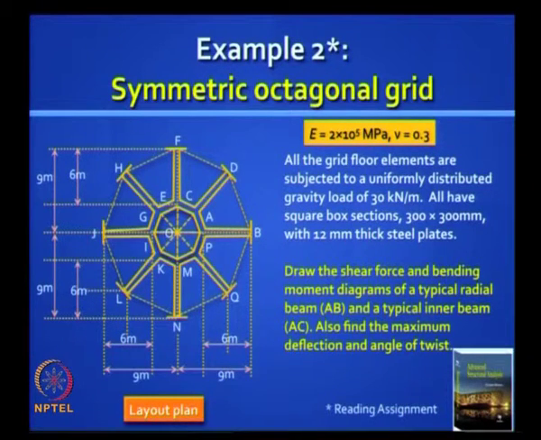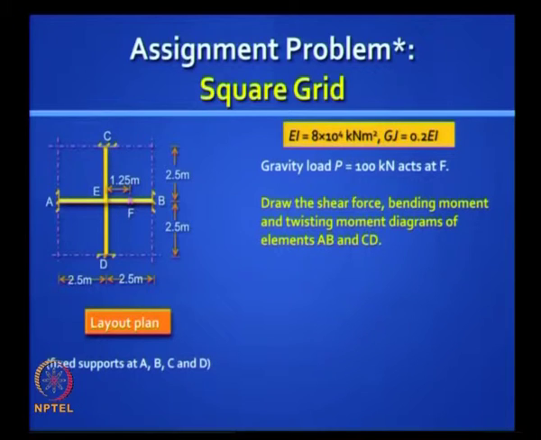Okay, I have given you an assignment problem which is much simpler. Remember this problem? It is a square grid problem. You have got two beams, they are identical, forming a plus shape, but you have an eccentric load acting on one of them at F. So here tell me, and you are actually asked to plot the rough shapes of the shear force, bending moment and twisting moment diagram, which you can by inspection.